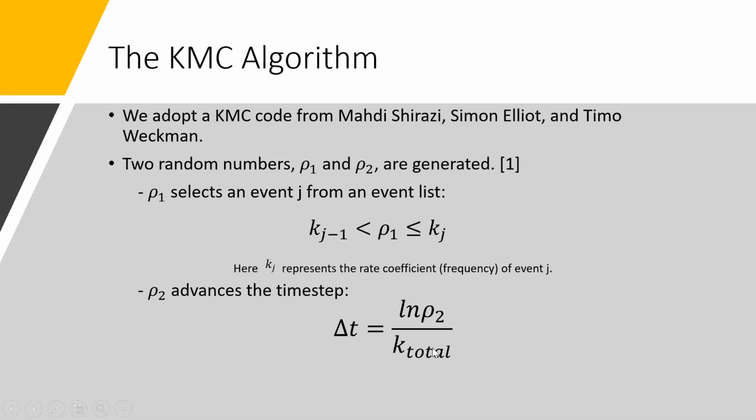So we take the natural log of rho 2, divide it by the sum of all the rate coefficients in our event list. Now this is an important thing to note here, because if our event list boils down to nothing, then the sum of our rate coefficients is 0. We can't divide by 0. So what happens is the simulation will jump to the end, and it's basically a useless simulation. So it's important to have a full reaction list. That way things can keep churning as the simulation progresses.